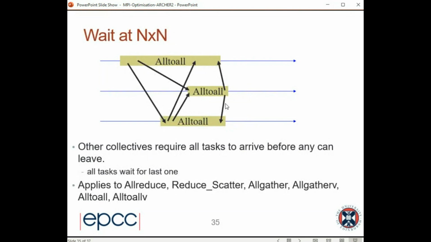Another is all-to-all, this is a classic pattern you do in parallel FFTs. It's a global transpose of a matrix. Every process communicates with every other one. And again, if they're not all called at the same time, if somebody calls it early, this process here just has to wait for everyone to call the routine. Other collectives require all the tasks to arrive before any can leave, and that's allreduce and all-to-all, the classic ones here.